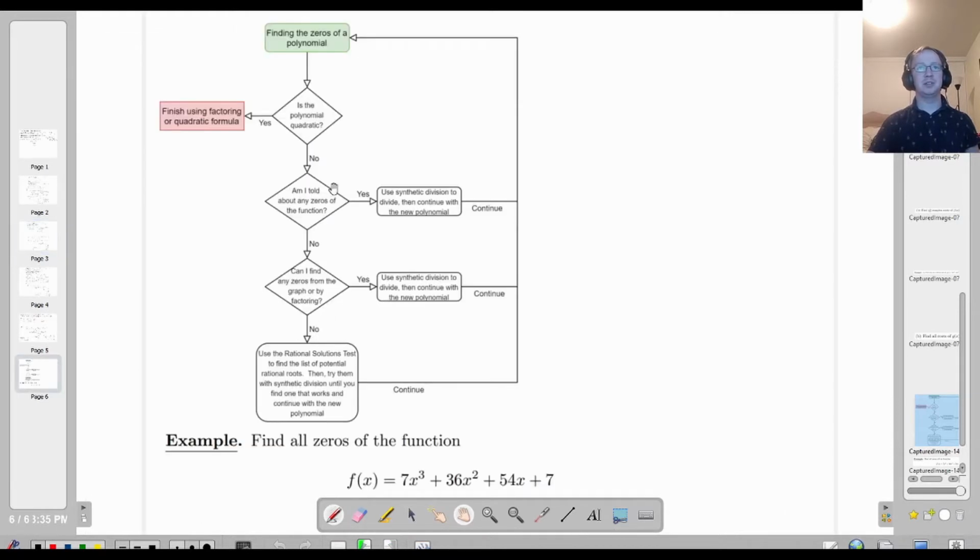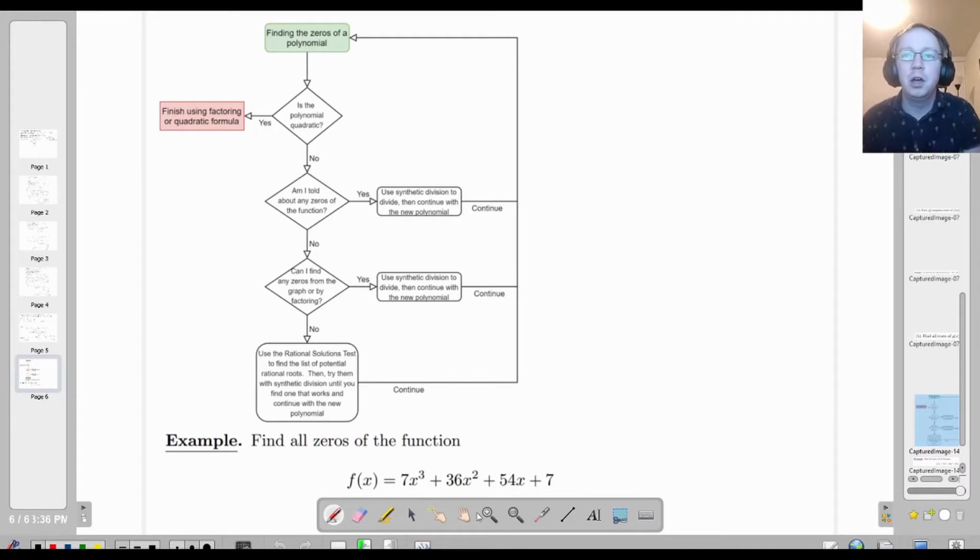However, sometimes none of those things so far have worked. If all else fails, right, nothing is working and we're forced to move on to another option, that, and only that, is when we use the rational solutions test. So it's kind of our last resort, right? If nothing else is working, then we use the rational solutions test to come up with the list of potential rational roots, and you just try them until you find one that works. Once you find one that works, you use that in synthetic division, you have a simpler polynomial, and you start the process all over again.